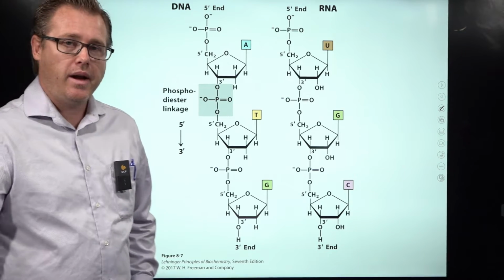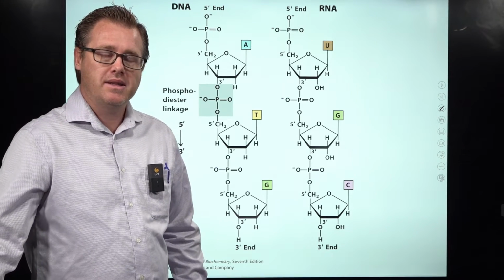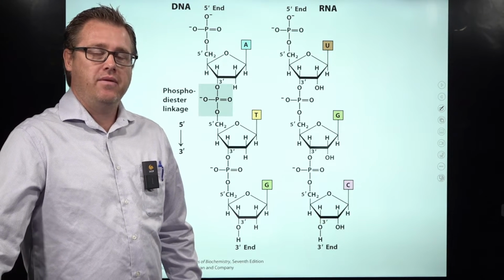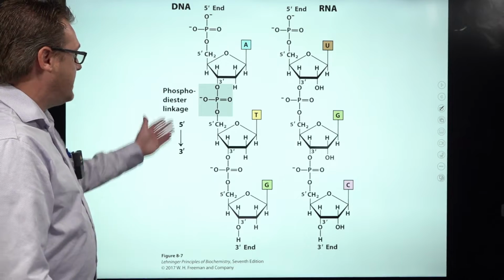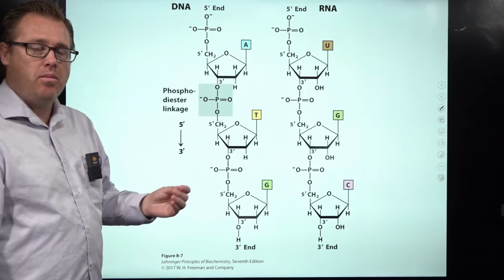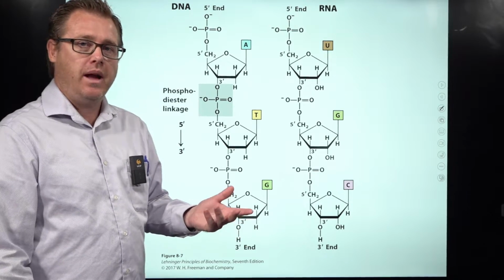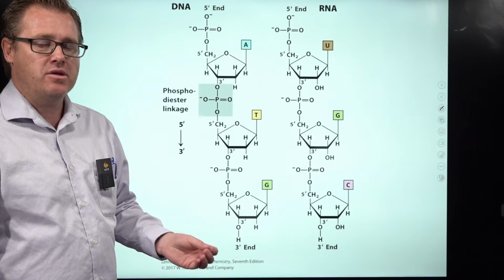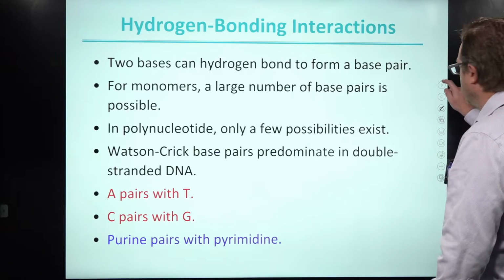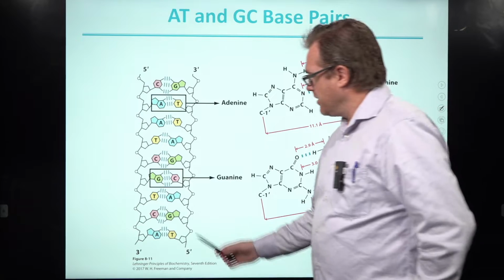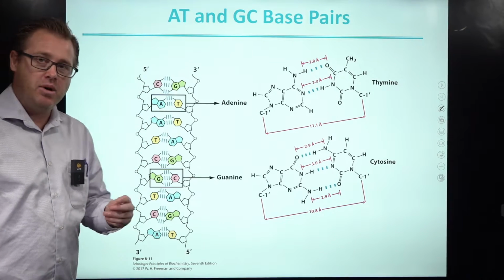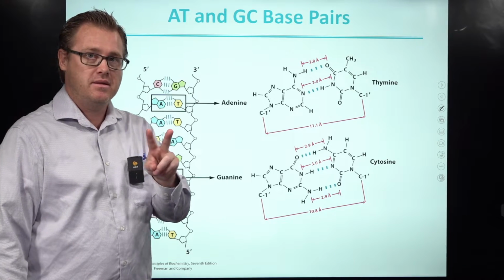Up to this point in our discussion about nucleosides, nucleotides, and DNA, we've looked at DNA as a single-stranded molecule shown on this slide right here. But when DNA was discovered, we realized that it's not a single-stranded molecule, but a double-stranded molecule. So this is a DNA molecule, and it is composed of two strands.